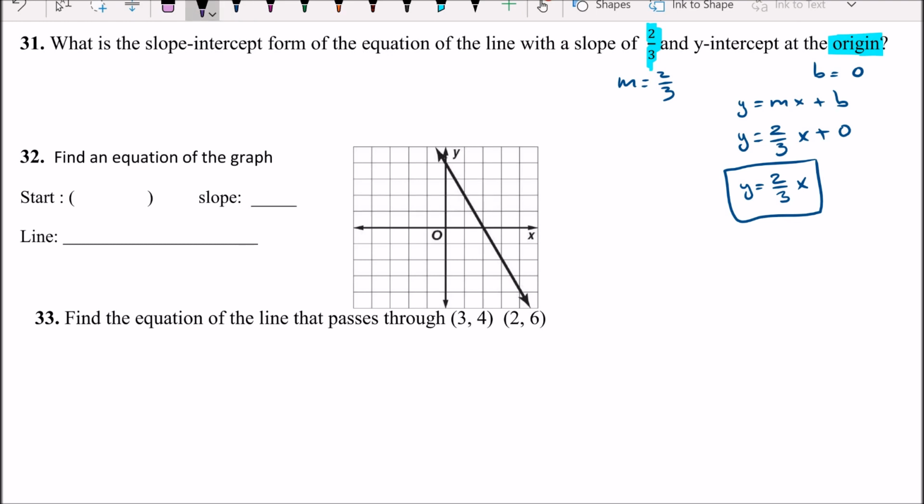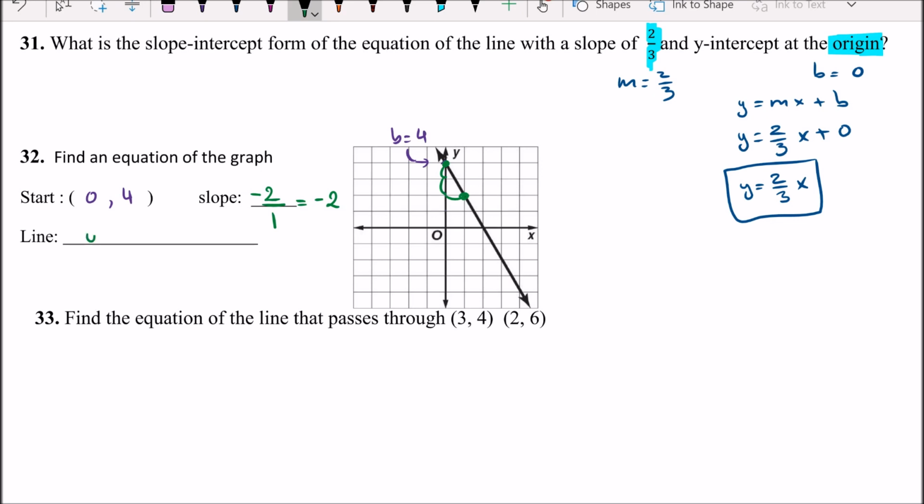Number 32, find the equation of the graph. First we need to know the starting point, which is 1, 2, 3, 4. So b equals 4, or it can be the point (0, 4). And for the slope, we're going to see how much rise and run. From this point we go down 1, 2 and run 1. So the slope is 2 over 1. Since we go down, it's going to be negative 2 over 1, or just negative 2.